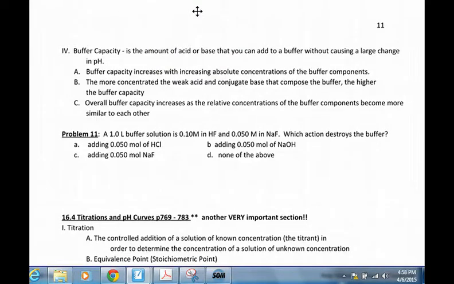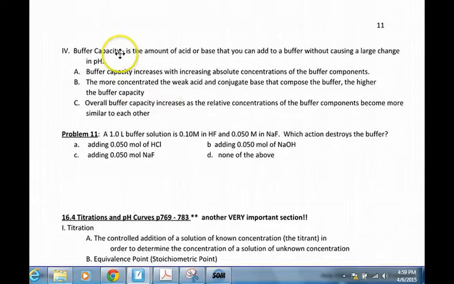So as you have higher and higher molarity, that means that it can absorb more acid and base without changing that pH. We kind of learned that in the second part of this problem here, where we had the comparisons of the 0.5 molar solutions to the 0.05 molar solutions. Also, the more concentrated the weak acid and conjugate base that compose the buffer, the higher the buffer capacity, is what we just said. And the overall buffer capacity increases as the relative concentrations of the buffer components become more similar to each other. So again, as the molarities become more equal.